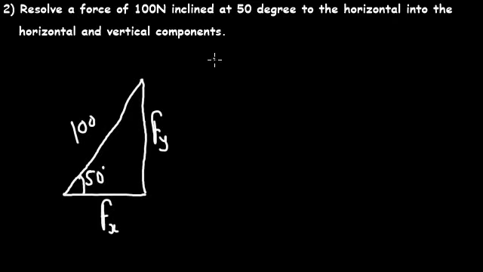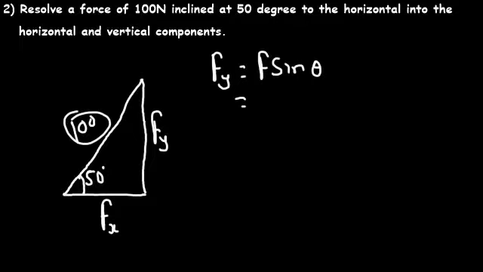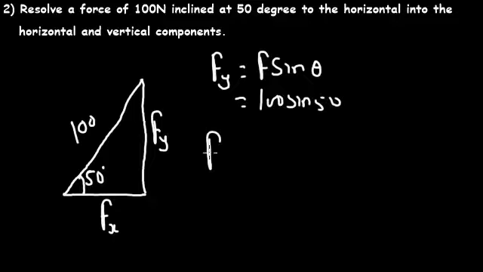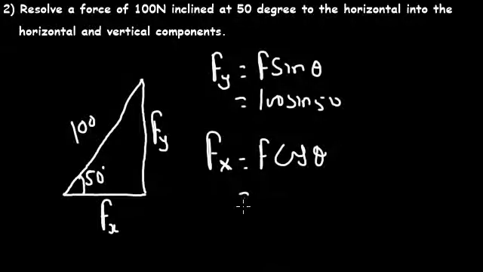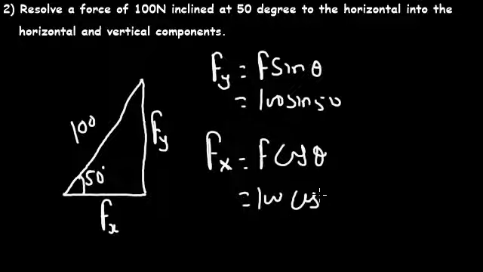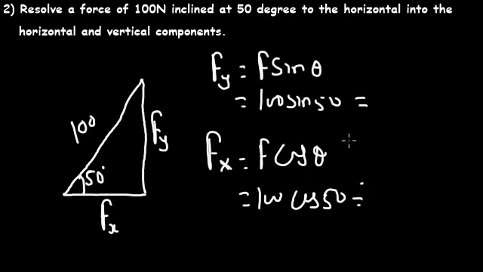Perfect. Now earlier we said f sub y is simply f sine theta. Whatever f is, in this case it is 100. So that will be 100 sine 50. Also, we said f sub x is f cosine theta, and therefore we have 100 cosine 50. So let's type that into our calculator. When I type 100 sine 50, I got 76.604. It's a force, so it is in Newton.